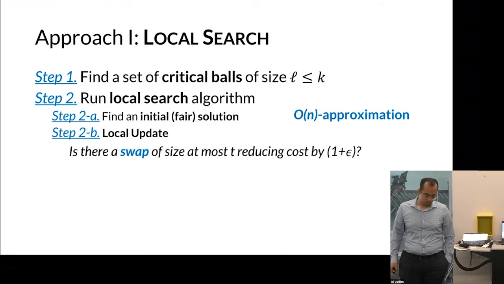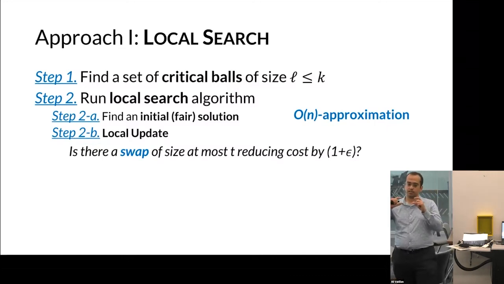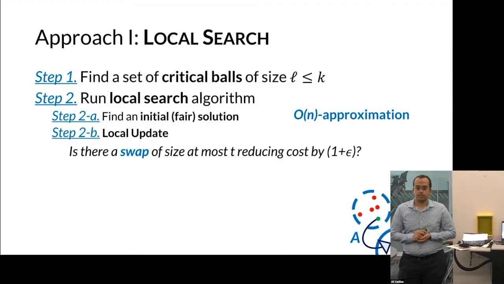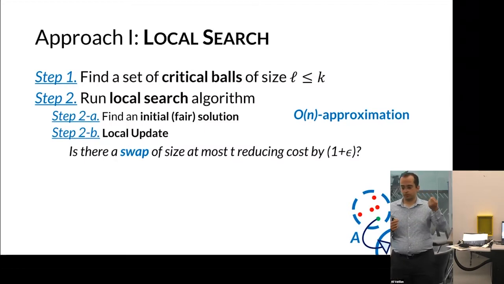By local update, I mean if there is a swap of size at most t that reduces the cost by a factor of 1 plus epsilon. So this is the type of local update that I'm looking for. Let's see it in an example. Ideally, I would like to check every point in my set of centers and every point that is not in my set of centers and see if I can exchange them and get a better global cost.